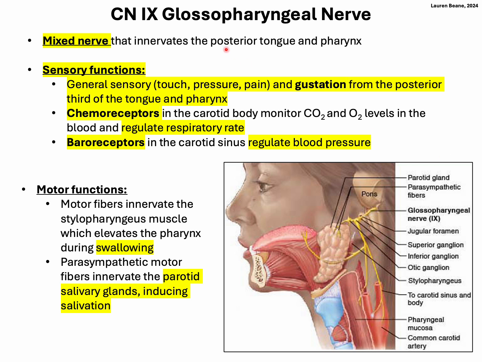Glossopharyngeal nerve. Glosso means tongue. Pharyngeal, think the pharynx. So there's innervation of the posterior tongue and pharynx, as we can see here in this visual. This is a mixed nerve. So for sensory function, transmitting general sensory information and gustation from the posterior third of the tongue and pharynx, so the muscular tube at the back of our throat.